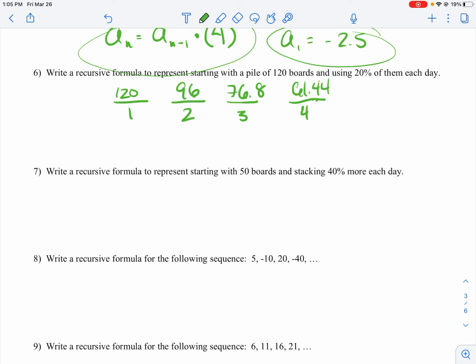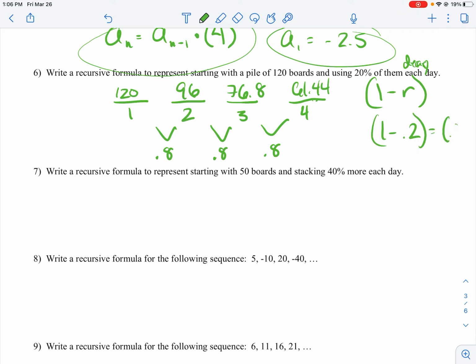So the question is, because our sequence is referring to how much of the boards we have left, we're not talking about how much we're using each day. We're talking about starting with a pile, using 20%, how much of that pile do we have left? In retrospect, we're not multiplying by 0.2 to get from term to term. We're actually multiplying by 0.8. 120 times 0.8 is equal to 96. What we're multiplying by is essentially how much we have left. Remember our rates when we're doing decay, it was 1 minus r. In this case, 1 minus 0.2 gives me 0.8. So that's what we're multiplying by each day.